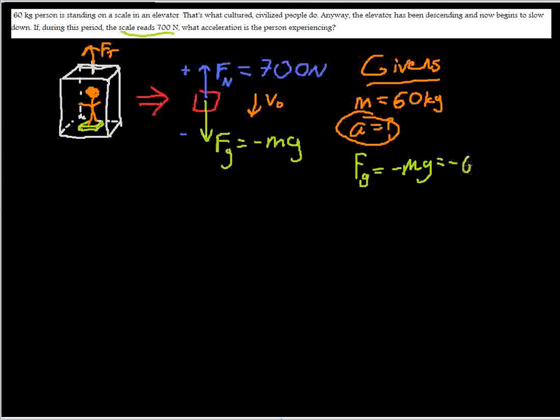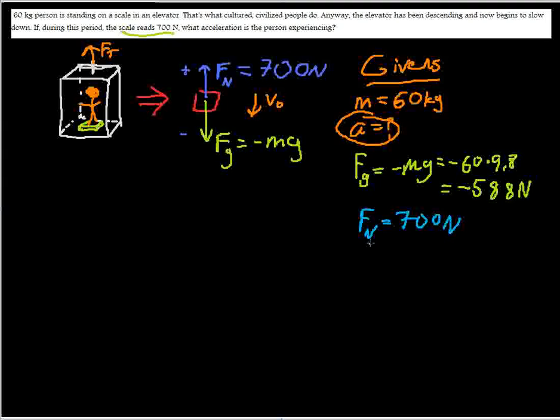I know my mass is 60. I know g is 9.8. And so we wind up with negative 588, and I probably should have calculated this ahead of time. 588, I believe, is the weight. So here we have the force of gravity, and the last thing to keep track of then is the normal force. And I picked the wrong blue. But the normal force is 700 newtons.